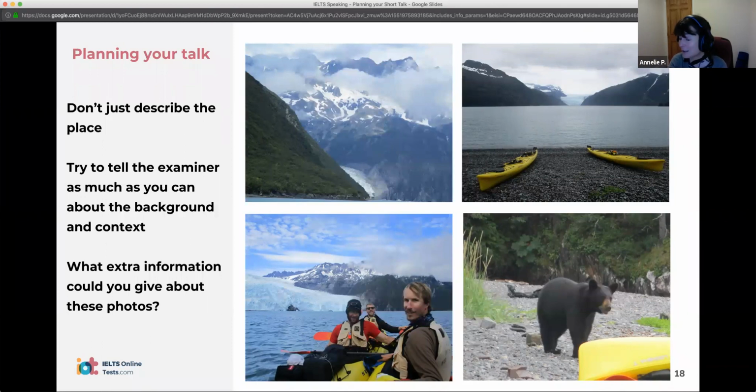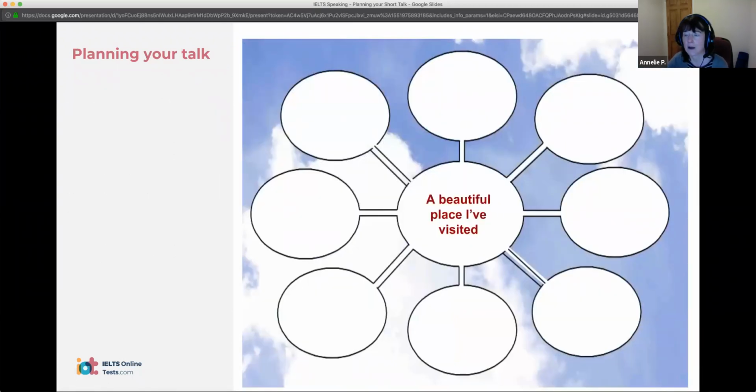You could also then go on to talk about conservation. That's a very, very good point. Yeah. Okay. So you know, these are all areas that we can think about. You're not just describing, you're giving all of the background and information. Okay. So how do you plan? You've got your minute, yeah?